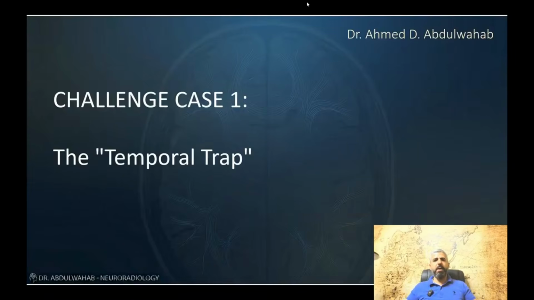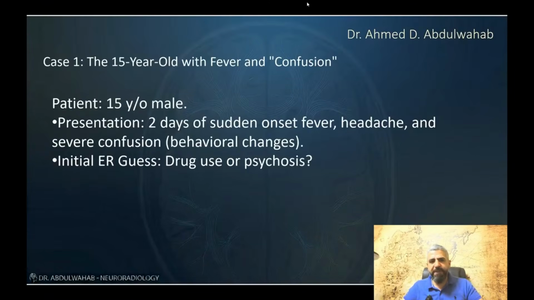Challenge case number 1. I call it the temporal trap. The 15-year-old with fever and confusion. A healthy teenager suddenly becomes confused and aggressive. He has a fever. The ER thinks drugs or psychosis. We must look closer. This is a classic presentation that often hides a deadly secret. Again, this is a 15-year-old male patient presented with 2 days of sudden onset of fever, headache, severe confusion and behavioral changes. Initial ER guess is drug abuse or psychosis.